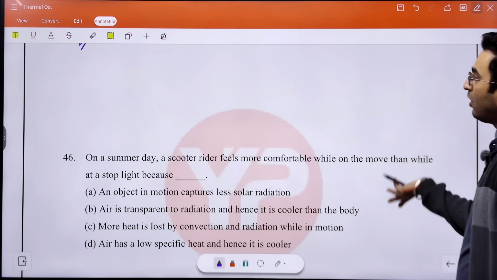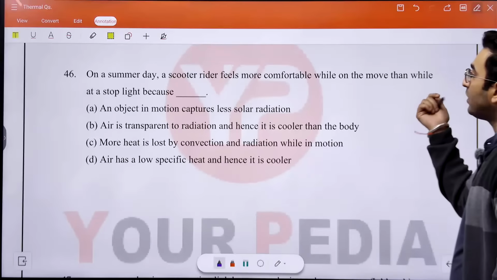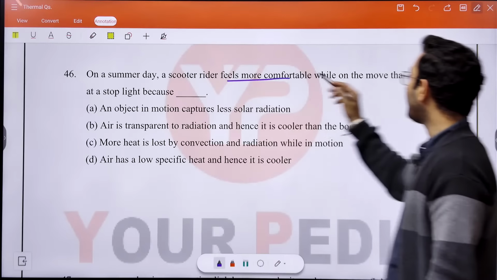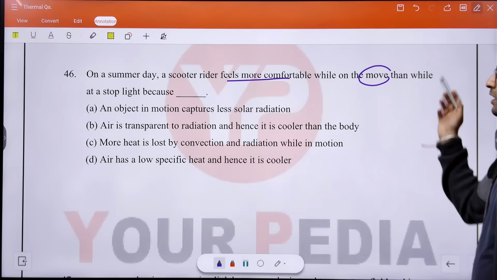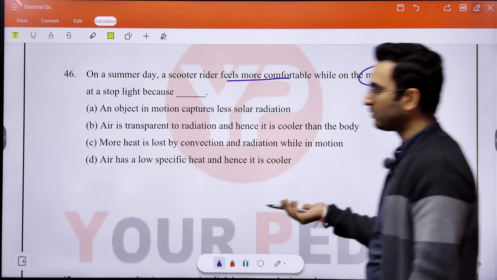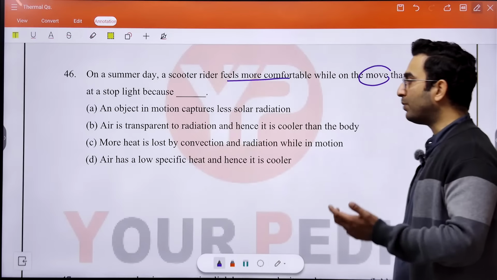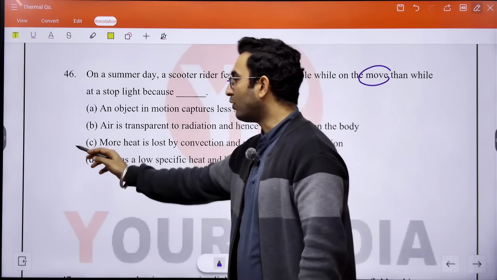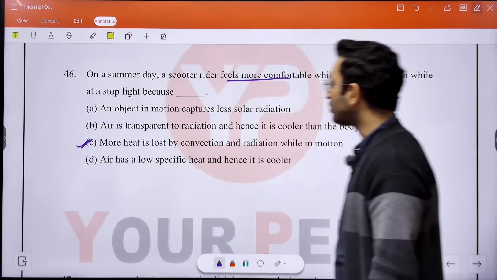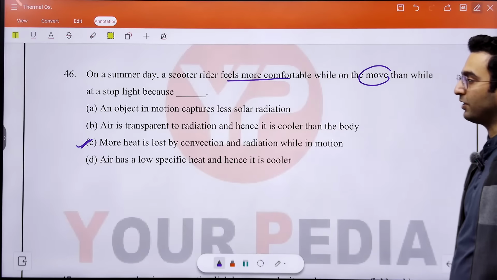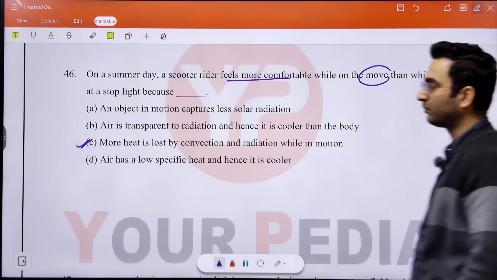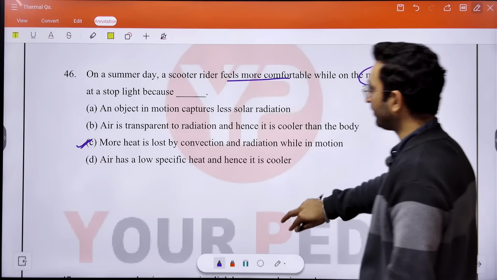Next, on a summer day, a scooter rider feels more comfortable while on the move than while at a stoplight. So that's a simple case. Why? Because due to the motion, more heat is going to be lost. More heat is going to be lost by convection as well as radiation. Option number C will be the answer there.